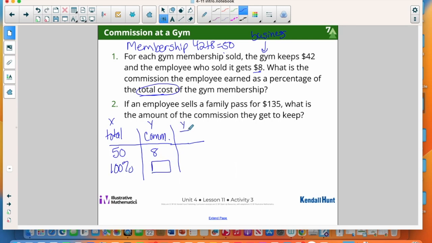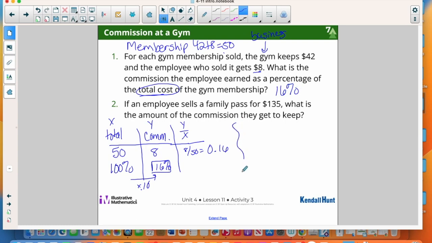So if I do Y divided by X, now I can use that first row because I know both X and Y. So 8 out of 50 is 0.16. And when we multiply that by 100, we end up with 16% commission. So that employee earns 16% commission.